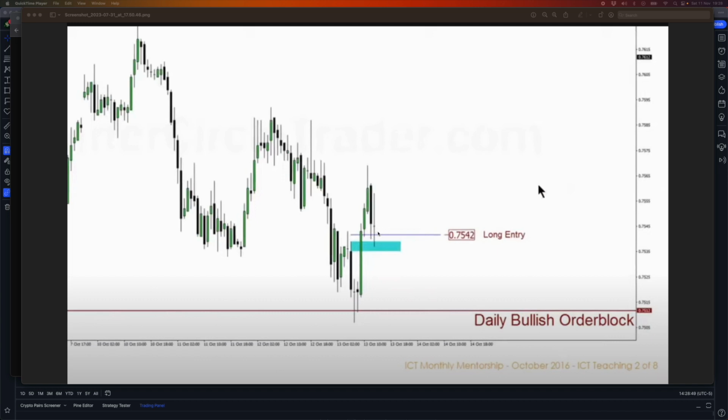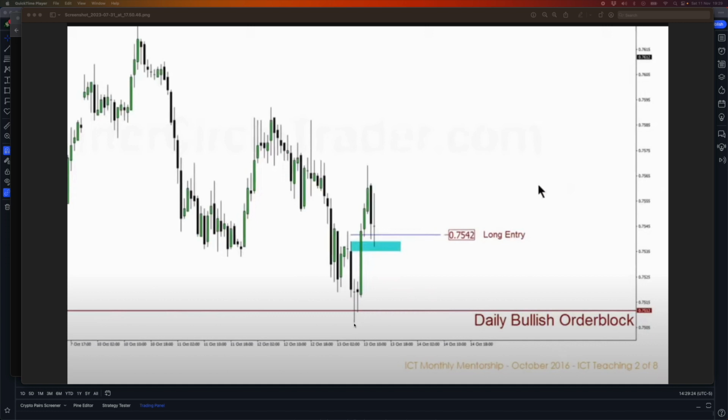Makes no sense why he took his long here, unless you know the Goldbach algorithm and the Goldbach power of 3 dealing ranges and levels. As a reminder, ICT said he saw a turtle soup into a daily order block. We know it was actually a turtle soup into the ERD.